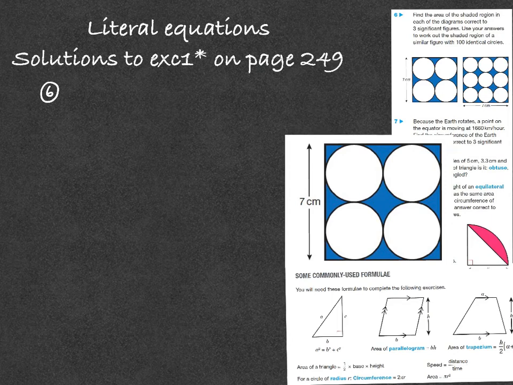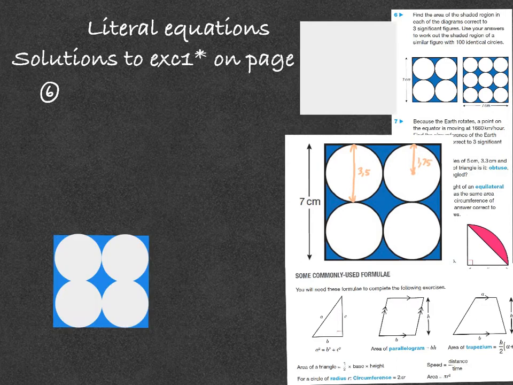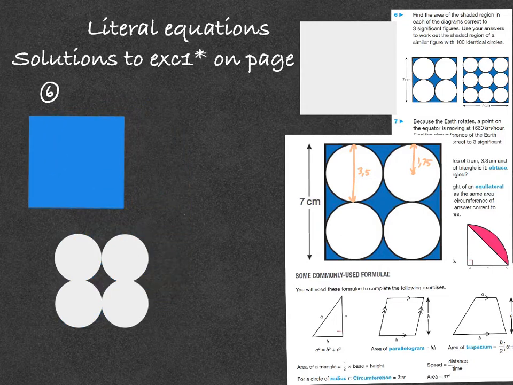Question 6. Oh, this is a beautiful question. In question 6, there are two sketches with circles in two squares, and you need to find the area of each. In the first one, the diameter of each circle would be 3.5, so the radius of each of those circles would be 1.75. The square would be 7 by 7, right?